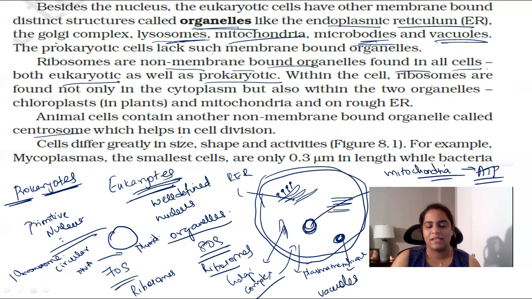Next is chloroplast. Chloroplast is a green colored pigment that's only seen in plants. It's absent in animals. Animal cells contain another non-membrane bound organelle called centrosome.